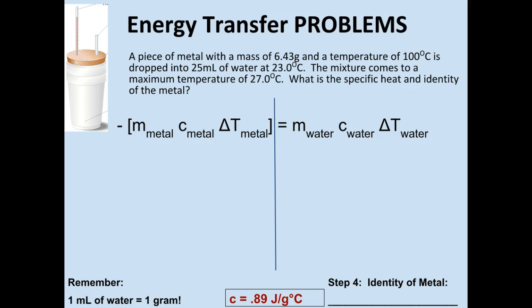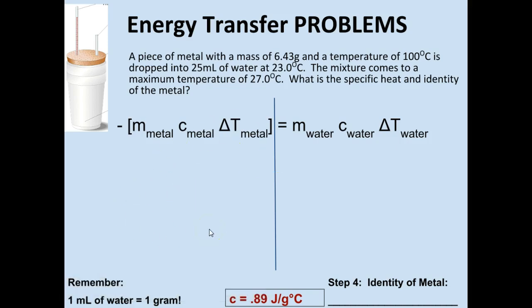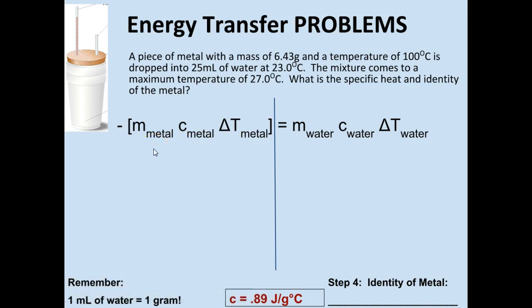Okay, once we've listed those variables out, we then need to solve for the specific heat of the metal. How are we going to do that? We are going to unmultiply the mass and the delta T of the metal from this side. How do we do that? We divide. When we divide the M of the metal and the delta T of the metal from this side, it cancels out, but we have to do that to this side.